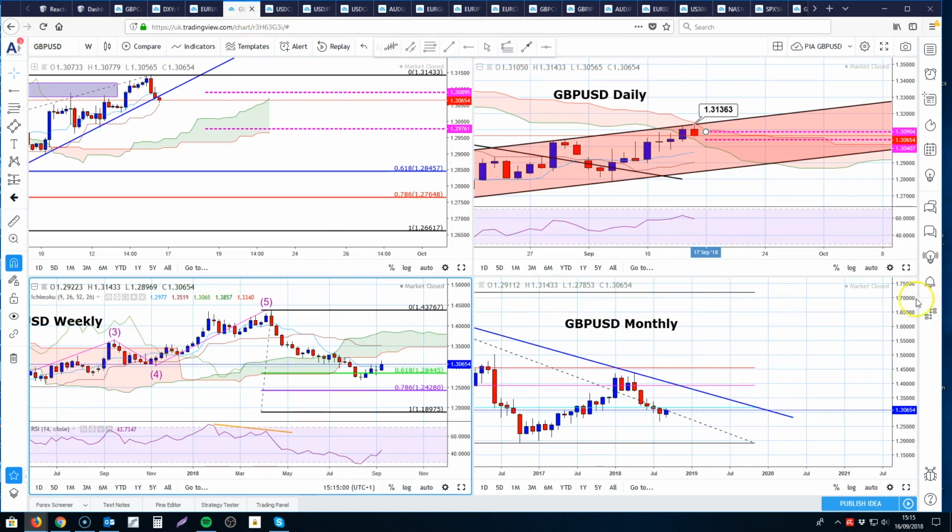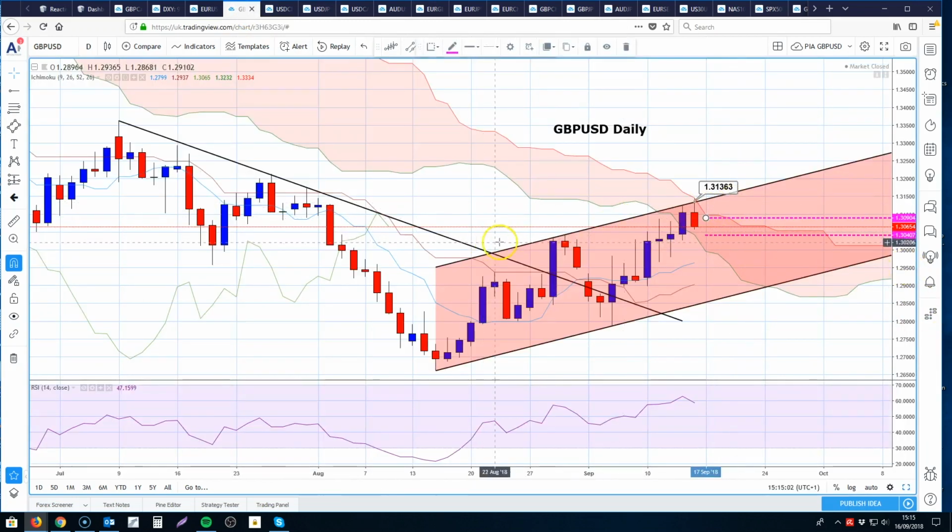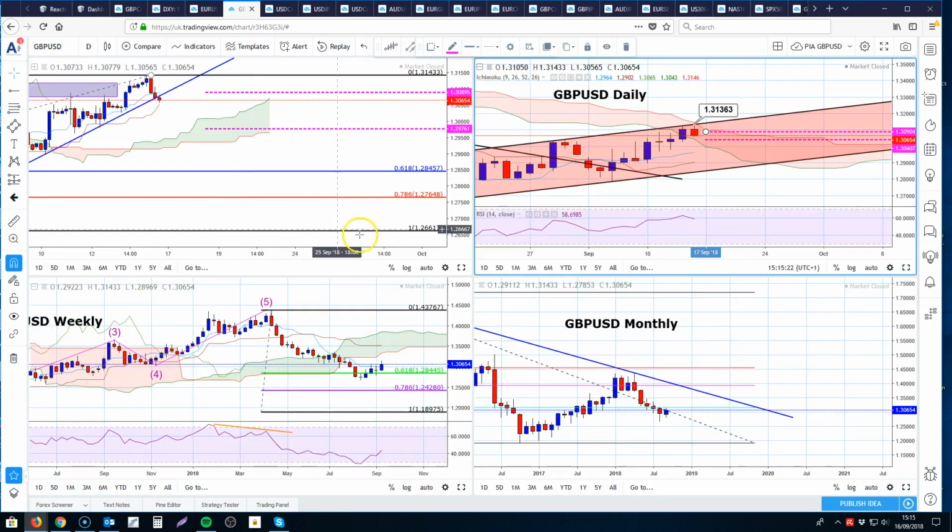Sterling dollar daily chart's quite interesting. It clipped the top of a channel formation around about 131.63. Going into next week, we've got short-term resistance at 130.90. We've got short-term support at 130.40. So we could quite easily bounce early Monday into resistance. If we go to this chart, so just remember 130.90.